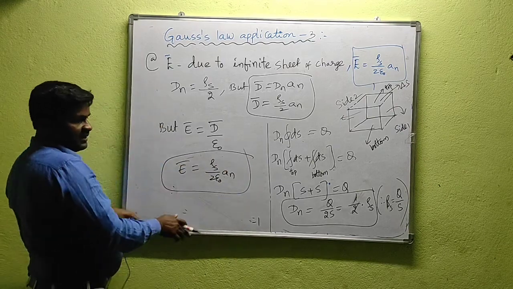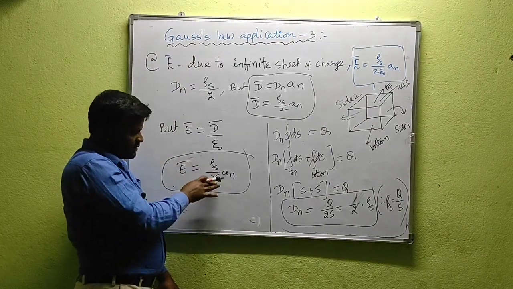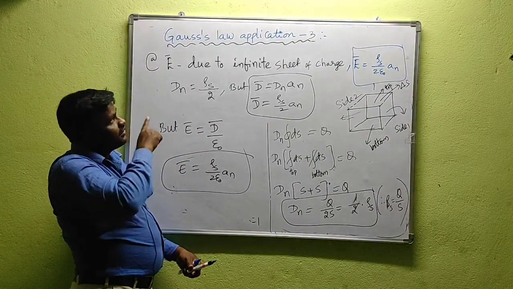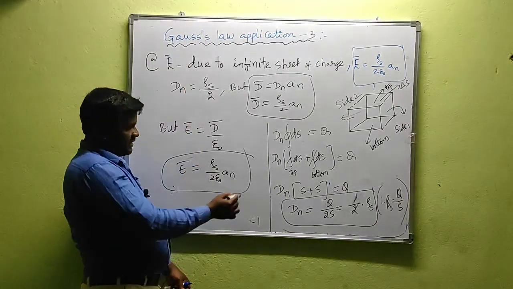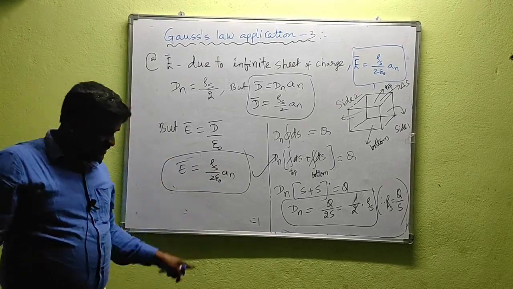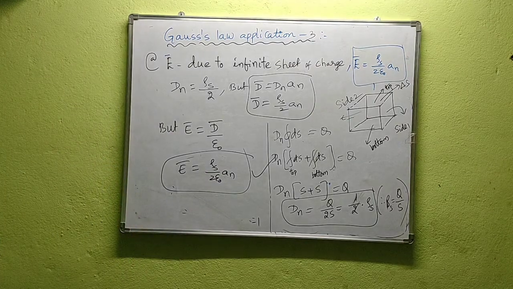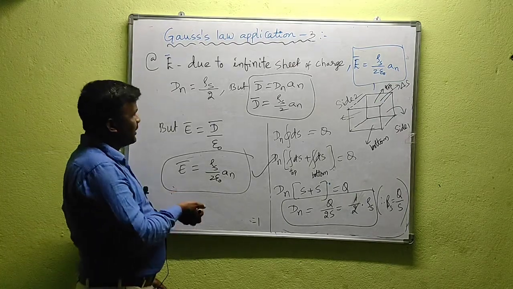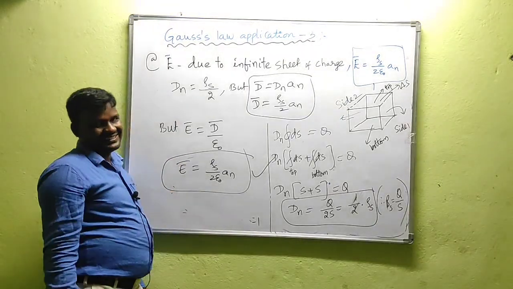The derivation of E by using Gauss law. The derivation of E due to an infinite sheet of charge equals rho s by 2 epsilon naught an. This is very easy when compared to electric field intensity due to an infinite sheet of charge by using Coulomb's law. By using Gauss law, we can derive this like this, E equals rho s by 2 epsilon naught an. To derive this, how much time have we taken? Around 9 minutes, 8:57. That means by using Gauss law, we can derive electric field intensity like this. It is very easy.